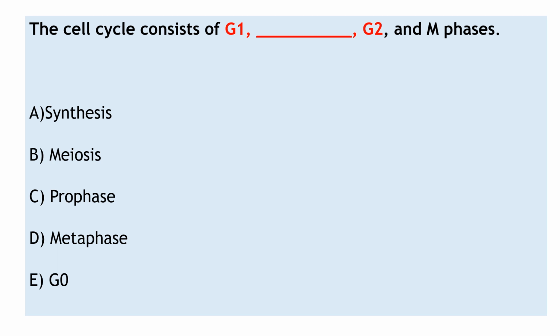So these questions are more for review. We're going to go over them very easily because if you took introductory biology, I'm sure that you know the answer. So first question, let's read it together. The cell cycle consists of the following phases.